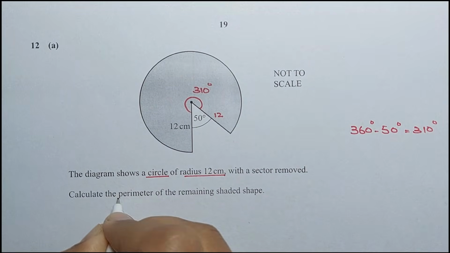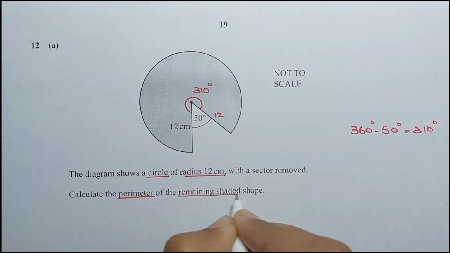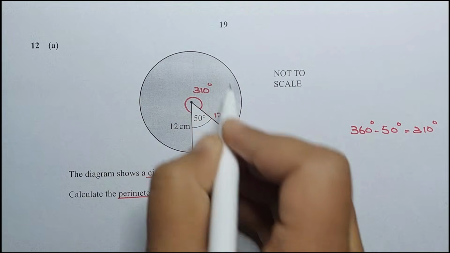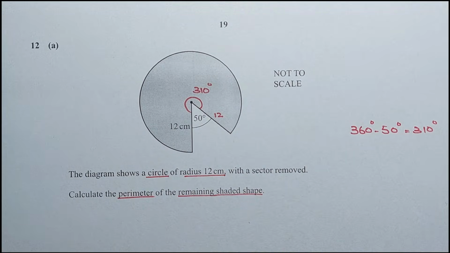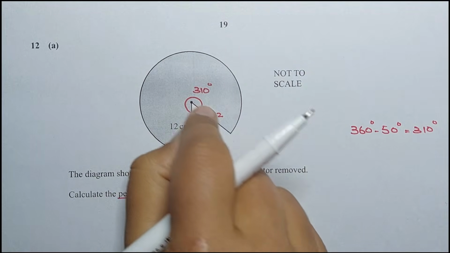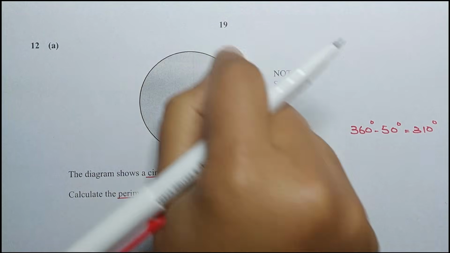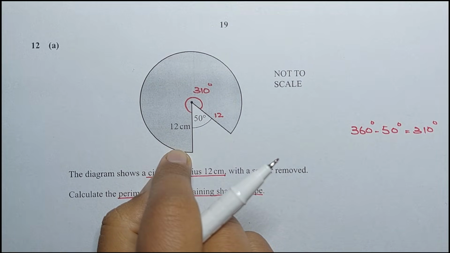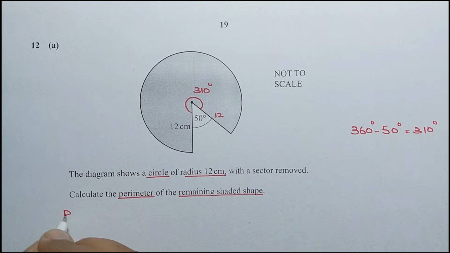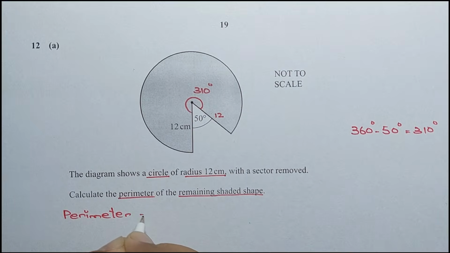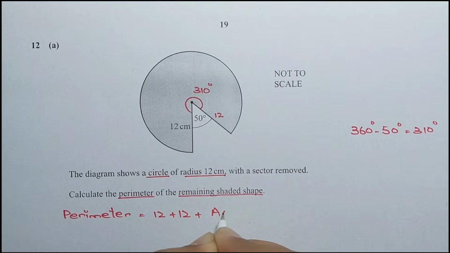Right. Calculate the perimeter of the remaining shaded shape. This shaded shape, we have to find the perimeter. So the perimeter is a sum of all sides. This side is 12, this side is 12. We have to find this side as well. This is basically the arc length, right? So perimeter is sum of all sides, which is 12 plus 12 plus arc length.